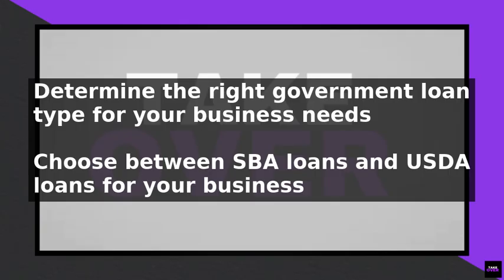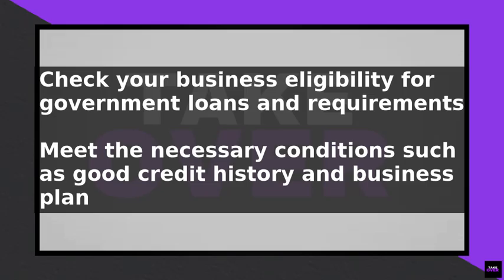The most common types of government loans are Small Business Administration loans, also known as SBA loans, and United States Department of Agriculture loans, also known as USDA loans. SBA loans are available to most small businesses, while USDA loans are limited to businesses located in rural areas. Once you have determined which type of loan is right for your business, you need to check your eligibility.